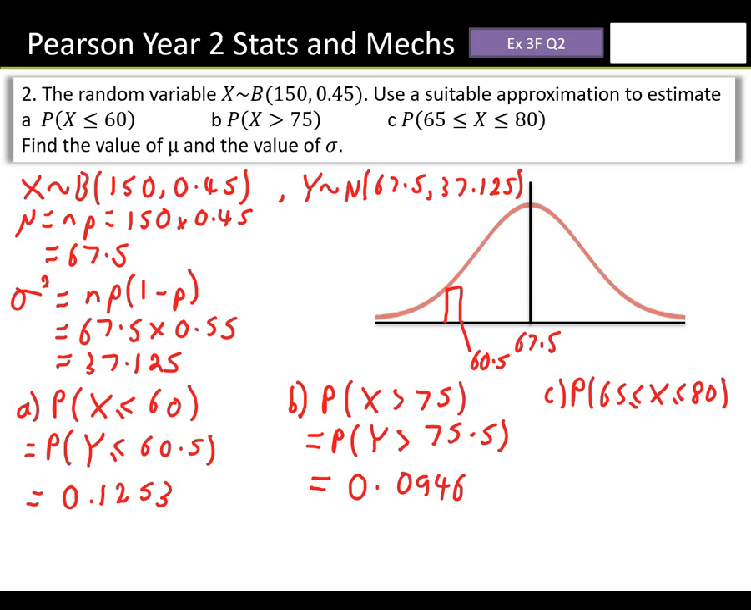Part C, we're asked to find the probability for the discrete binomial distribution from 65 to 80. So the equivalent normal, remember, for 65, we're including the 65th value, so we need everything from 64.5 all the way up to, including the 80th, all the way up to 80.5. Again, on our calculator, mode 7 as per usual, and we get a value of 0.6723.